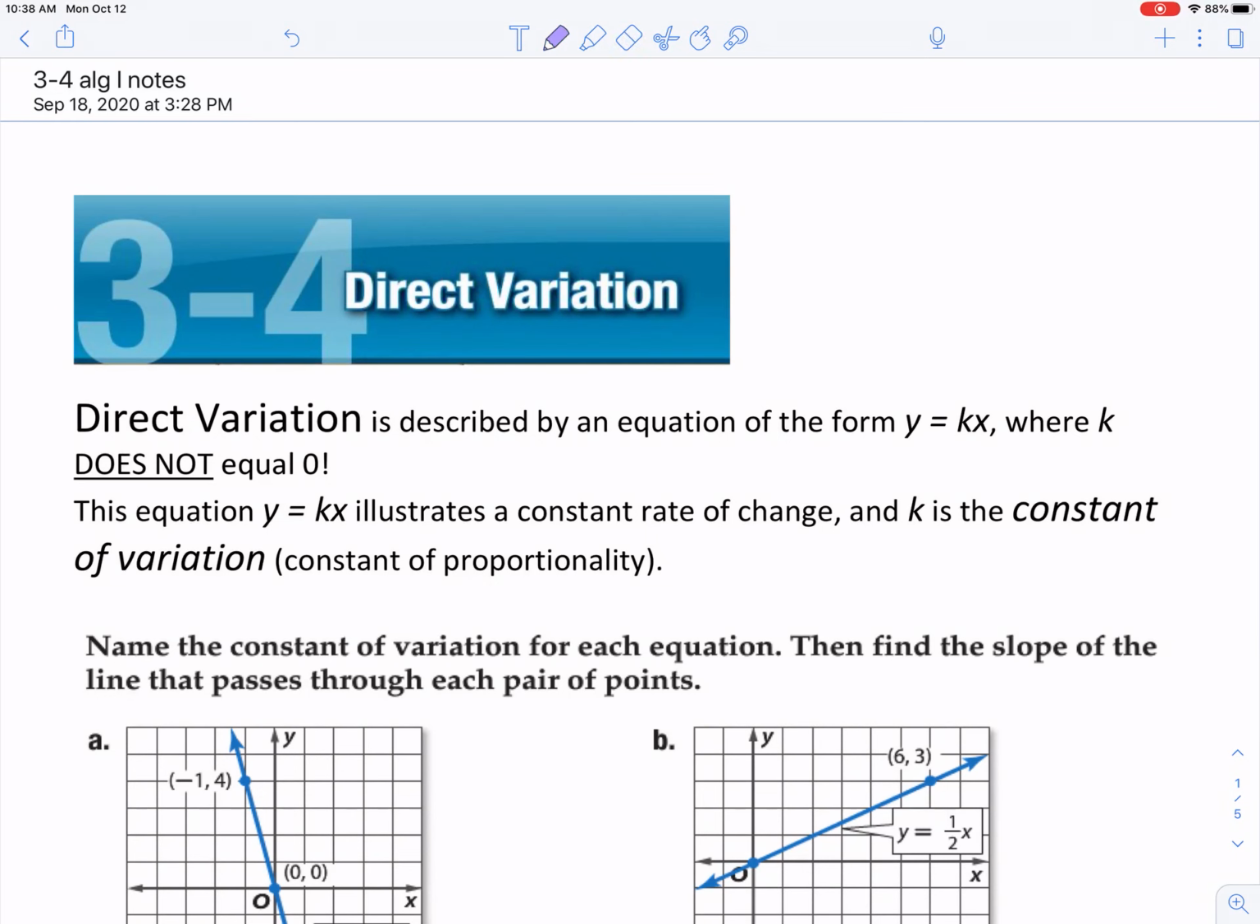So for 3-4, we get to do direct variation. Direct variation is kind of setting us up to be ready to do y equals mx plus b, which is hopefully familiar sounding to you guys. But if not, we'll get there. Today, though, instead of using an m, we're going to be using a k. And k is going to stand for the constant of variation, or the constant of proportionality.